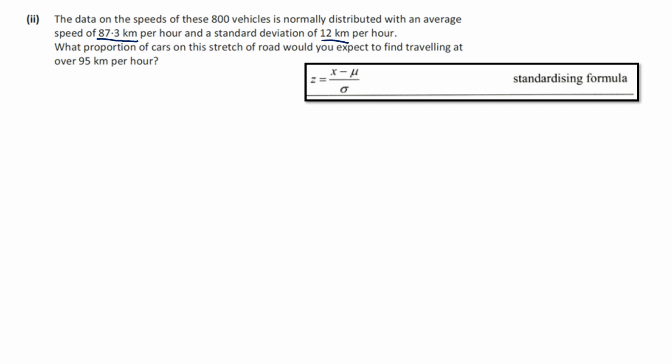Now, we're not doing a hypothesis test here, so we're going to use our normal standardizing formula. That means we're going to take our mu, our mean, as 87.3. Now you might say, oh, but hang on, it's a sample. Yeah, it is, but for the purpose of this part of the question, we're taking that as these are normally distributed. It is absolutely fine to use the standardizing formula once they're normally distributed.